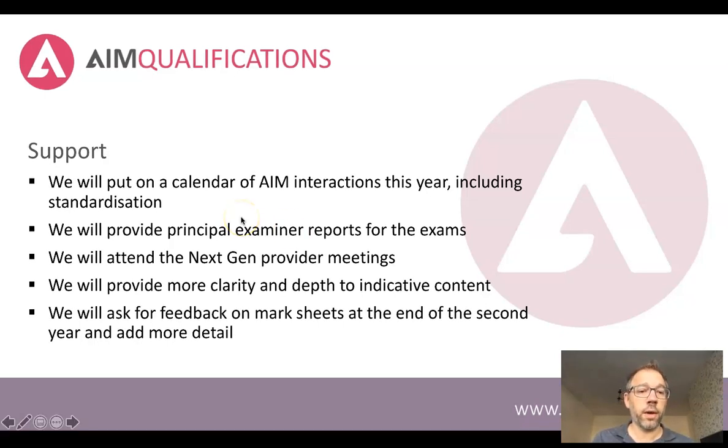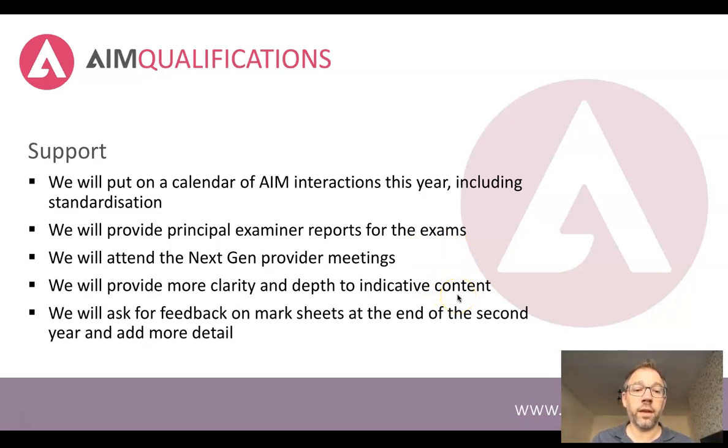I'm just going to talk about some of the other support things that we're going to do. We'll be putting out a calendar of interactions this year that includes standardization, where we can get you all together, if you can attend, to talk about how you've approached these assessments and how you're finding marking it. For the externally marked exams, we'll be providing principal examiner reports, and the one for our Core Principles Year 1 exam will be due before the end of September.